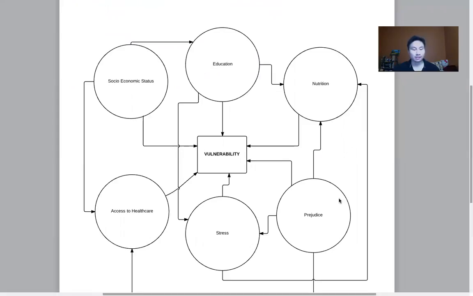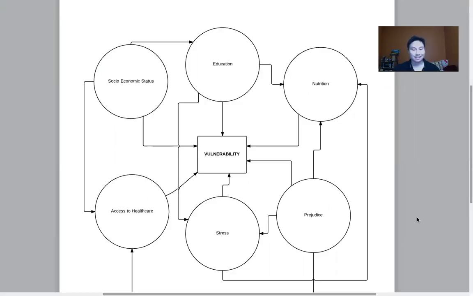As you can see, education is very important in preventing certain diseases. If individuals lack education, they tend to have increased stress and may develop poor nutritional habits, which can lead to vulnerability. Moreover, low socioeconomic status can contribute to lack of access to healthcare and lower educational levels, which can also lead to vulnerability.